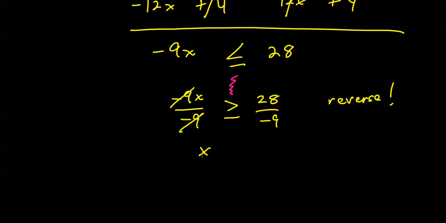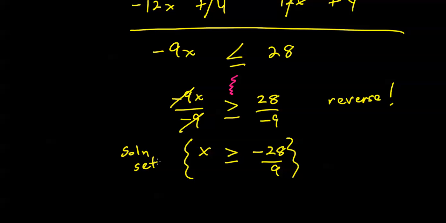The minus 9's cancel out. I get x is greater than 28 over minus 9. I think our author would probably absorb that negative sign in the numerator. X is greater than or equal to minus 28 ninths. And you're done. Regarding the solution set, 28 ninths does not reduce. So I'll leave it just like that. X is greater than or equal to minus 28 ninths.